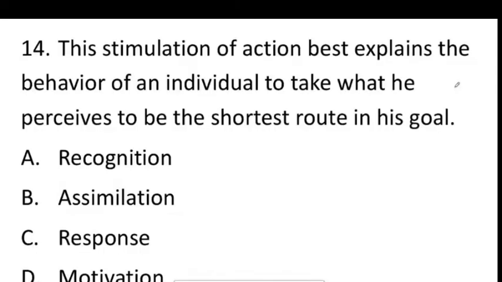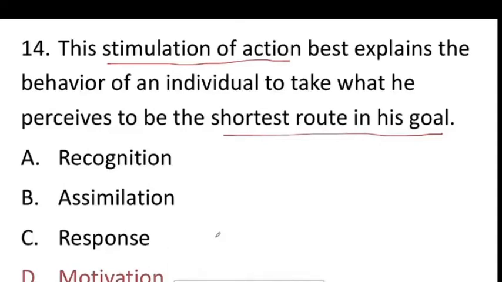Okay, question number 14. This stimulation of action best explains the behavior of an individual to take what he perceives to be the shortest route in his goal. Is it recognition, assimilation, response, or motivation? Again, this is stimulation of action. These are also your tips there. Okay, stimulation of action that explains behavior of an individual to take what he perceives to be the shortest route in his goal. The correct answer here would be motivation. Okay, motivation is a stimulation of action.